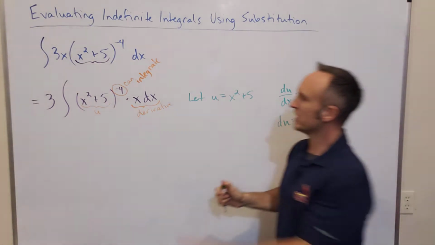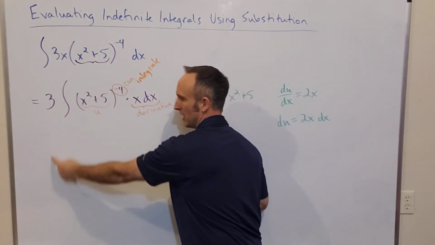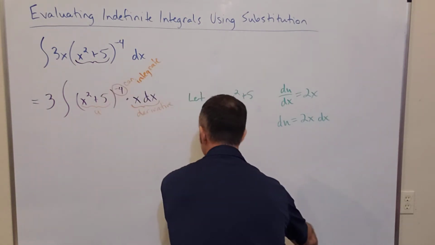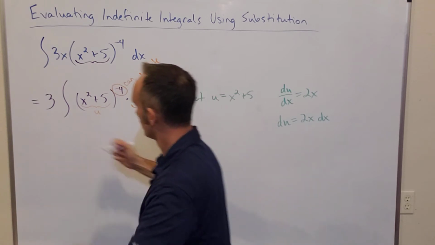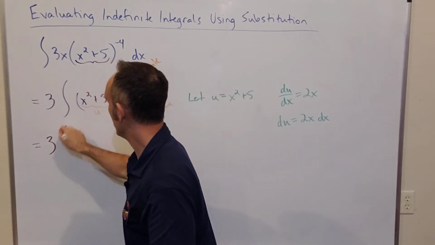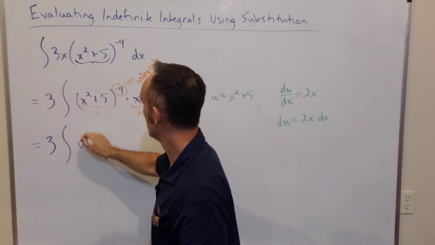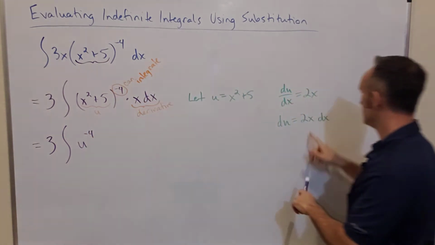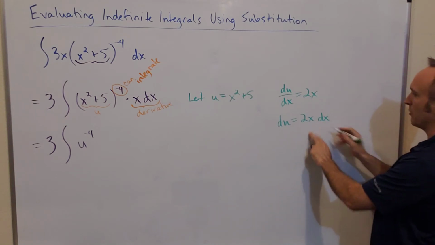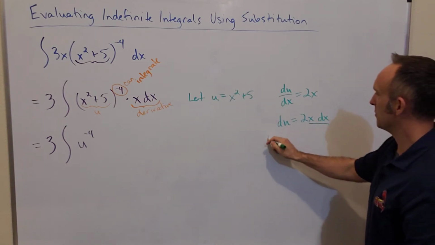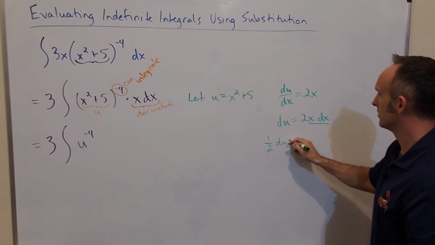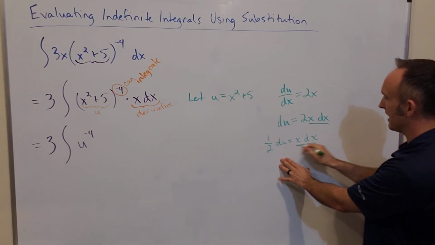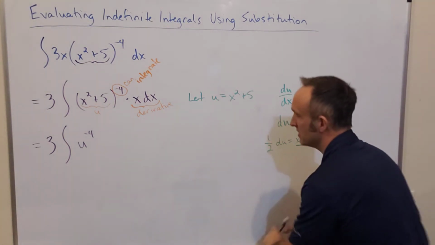All right, so if I'm looking at the integral I want to rebuild, I can just carry down the 3, right? Then I have an integral of u to the negative 4th. And then I need to rebuild my x dx. So if I want to get x dx by itself, I multiply both sides by a half. And so this means that I can replace x dx with 1/2 du.